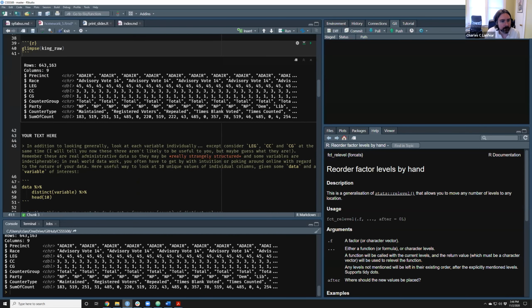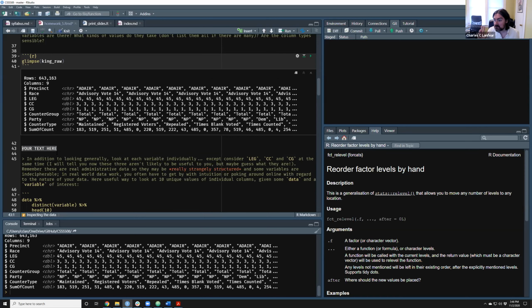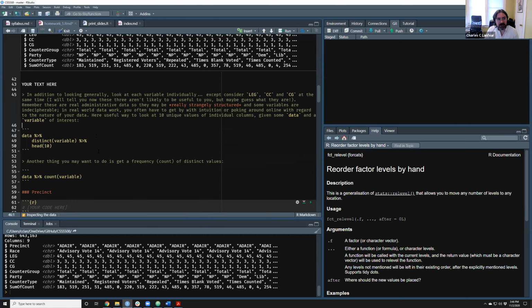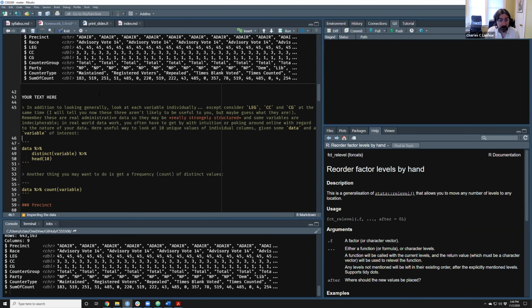Okay. So you'll probably write in and say some things about this here. We'll skip over it. I'm only going to do typing in here to help with the code. In addition to looking at the structure of the data generally and holistically, I want you to look at each variable individually, but we might consider LEG, CC, and CG at the same time. These are not going to be useful variables to us, but we might be able to guess what they are.